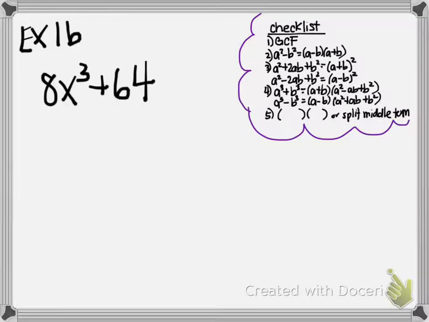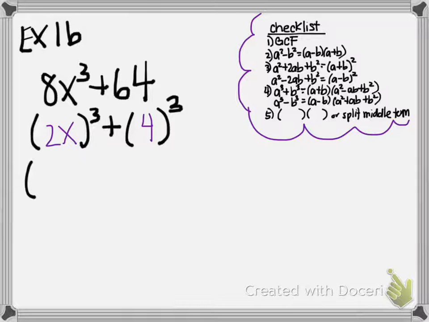Here's another one. If we take a really good look at this one, the first term is cubic, and the second term is cubic. So this follows rule number 4, where it says a cubed plus b cubed. Following this formula, we can factor it in this fashion. Again, we want to find out what's being cubed. For the first one, it's 2x. And for the second term, it's 4.